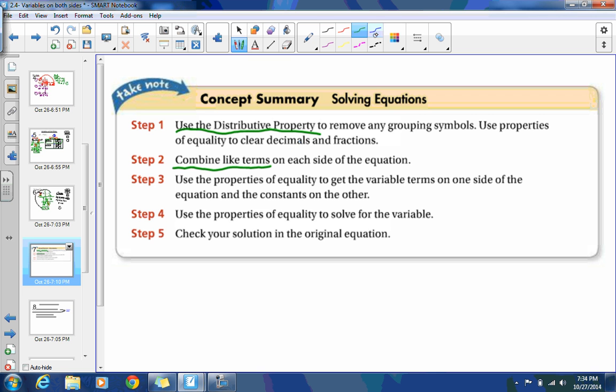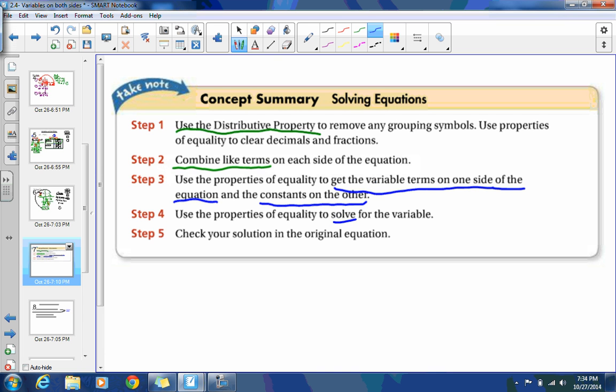That brings us to step 3. Get the variable terms on one side. This is what we did today. We don't want variable terms on both sides of the equation, just on one. And then we can get the other numbers as constants on the other side. And step 4, use the properties of equality to solve.